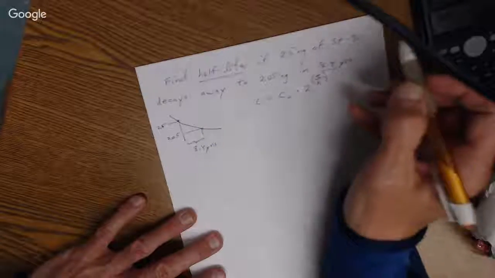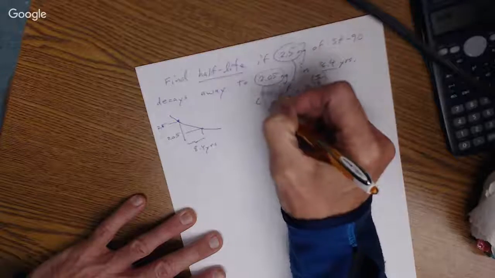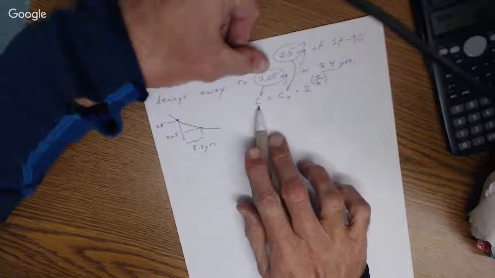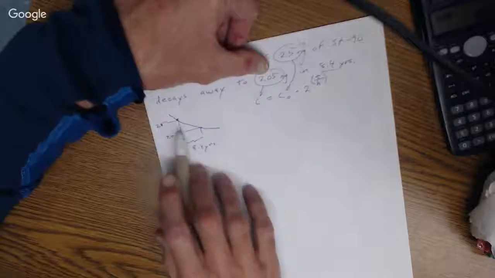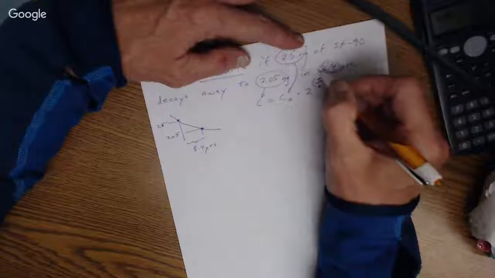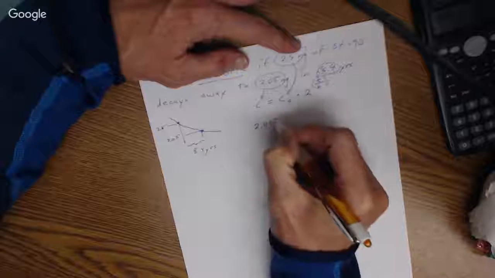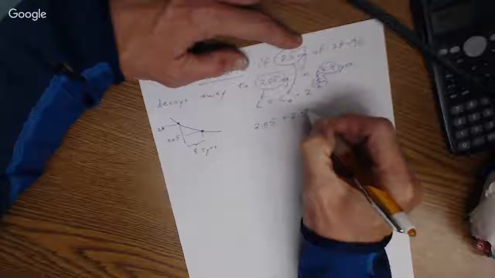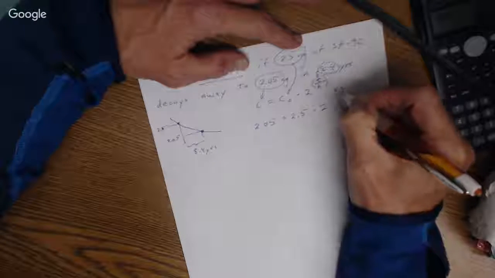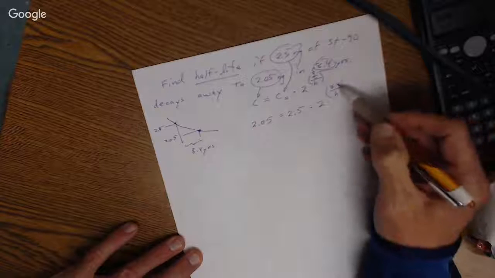Okay, so what we know is 2.5 nanograms decays away to 2.05 nanograms. So it starts at 2.5, that's the C sub 0, and then it ends at 2.05, which is the C. So it's getting smaller, there's less of this stuff, it's decaying. And we know that it took 8.4 years to do that, so that's going to be the t. So the equation looks like this: 2.05 equals 2.5 times 2 raised to the 8.4 divided by h years, okay? So this is an exponent, 8.4 divided by h.